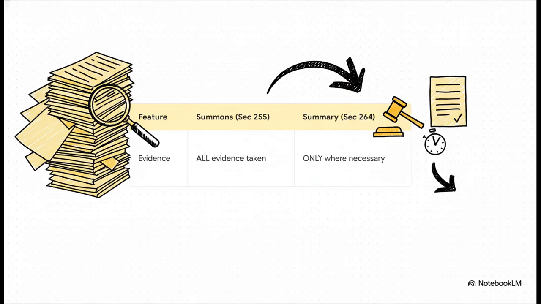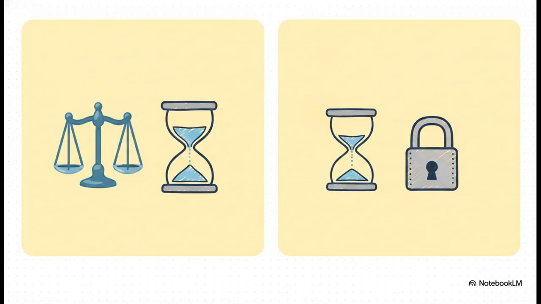straight to judgment. And just as a quick reminder on the sentencing contrast, a summons case allows the magistrate to sentence up to their normal jurisdictional limit, which is generally up to 2 years. But the summary trial is that hard absolute cap of 3 months max.